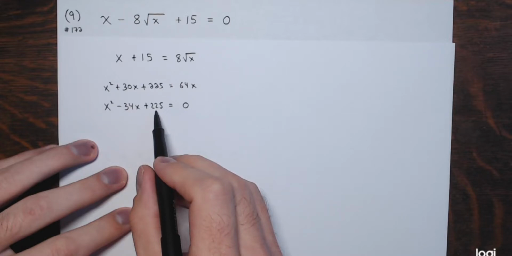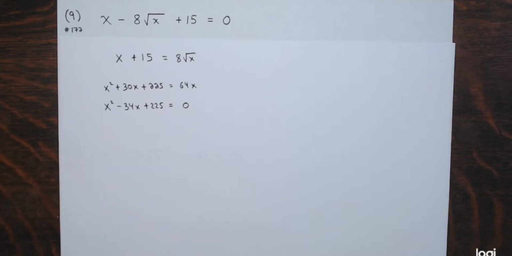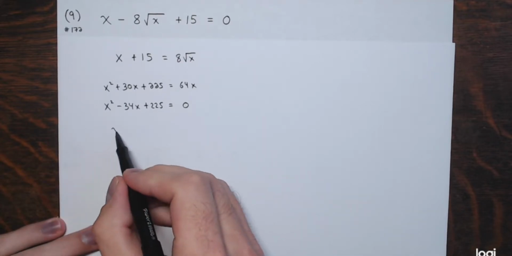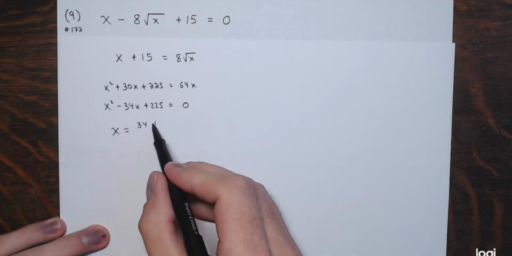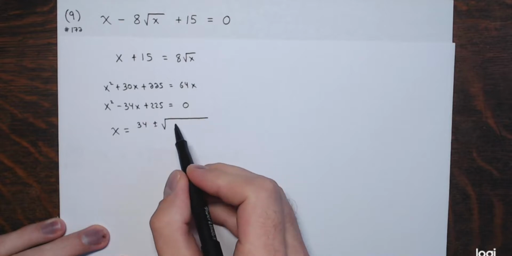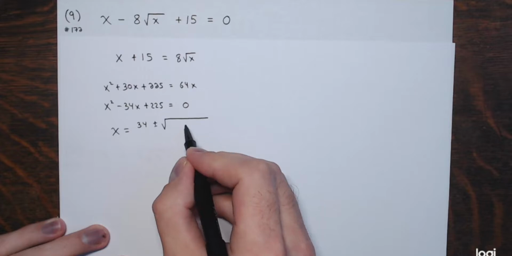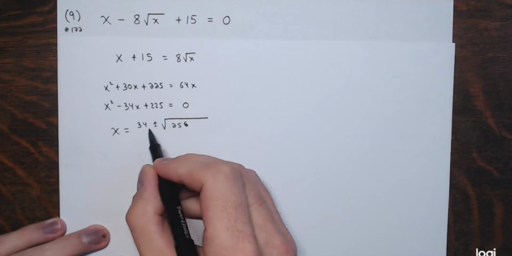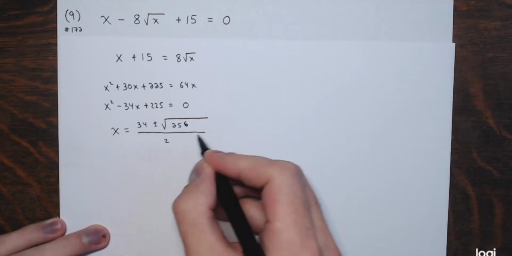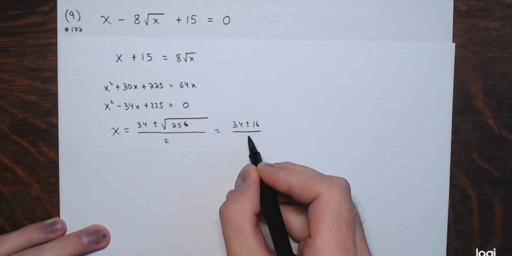That's 5 times 45. Let me just think about this for a second. Alright, I'm just going to use the quadratic formula. So we have x equals positive 34, the opposite of b, plus or minus the square root. Now, I checked it already. 34 squared minus 4 times 1 times 225 is 256. Right, that's the b squared minus 4ac, the discriminant. All this divided by 2. So that's 34 plus or minus 16. The square root of 256 is 16, divided by 2.